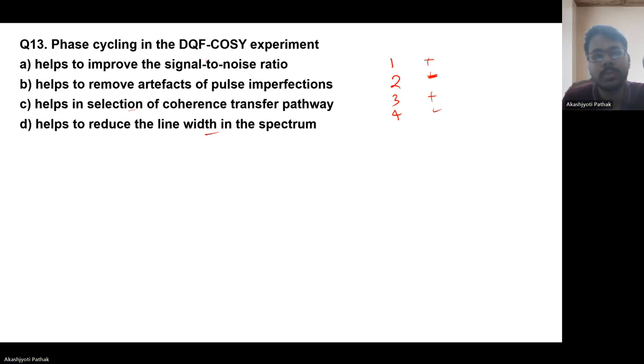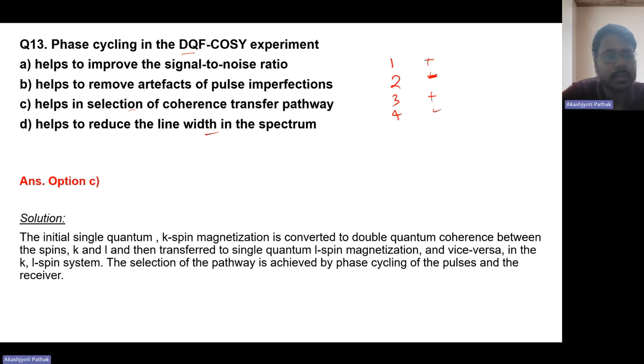So the double quantum filtered, as the name indicates, it is double quantum filtered correlation spectroscopy. The double quantum terms that we were getting, that was the following evolution, and those were getting removed. Okay, so that is what is written.